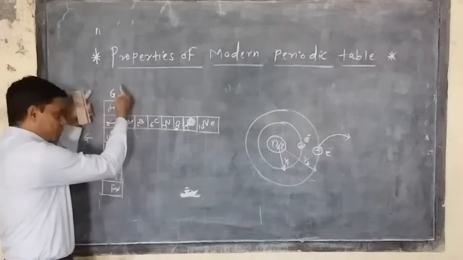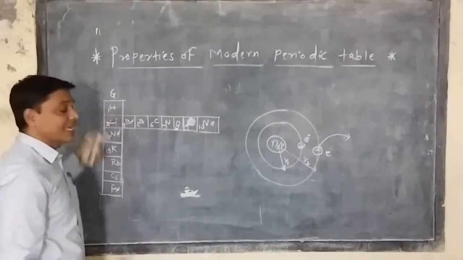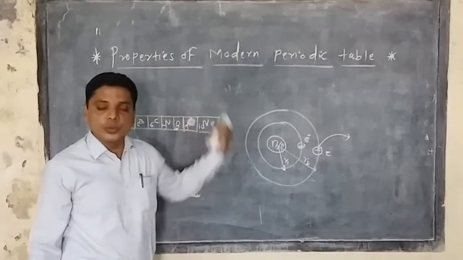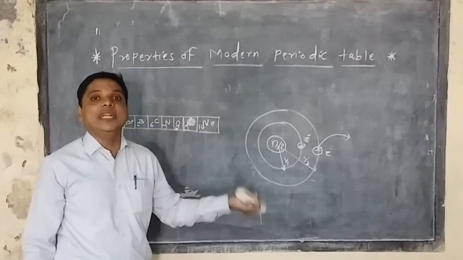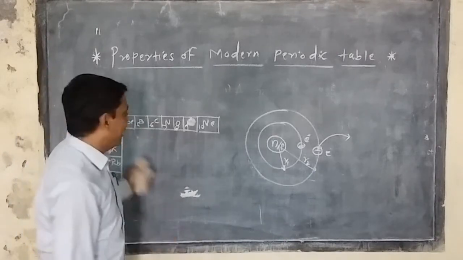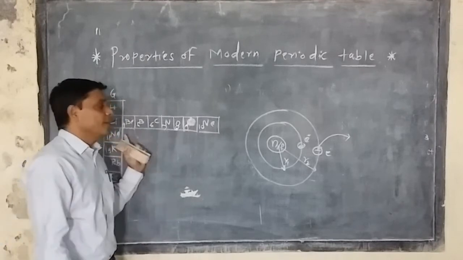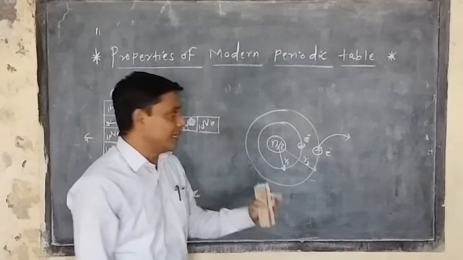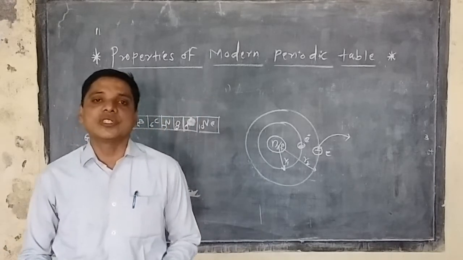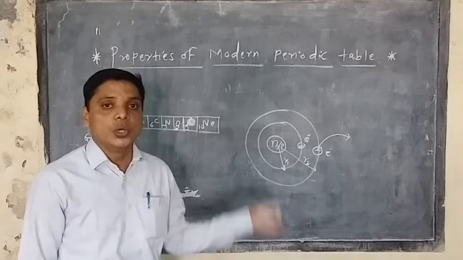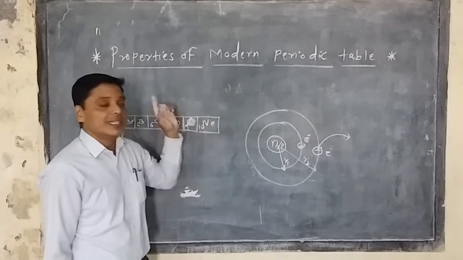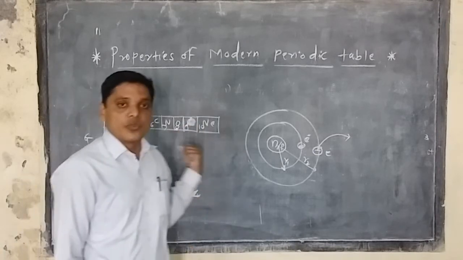from top to bottom in a group, the metallic character increases. Means that if you observe, the groups start from a non-metal and end with a metal. So from top to bottom the metallic character increases, while from left to right the non-metallic character increases. At the last, group number 18 is called the noble gas elements, which are mostly all gases. So the end of the period is the gaseous part. That's why the non-metallic character increases from left to right.